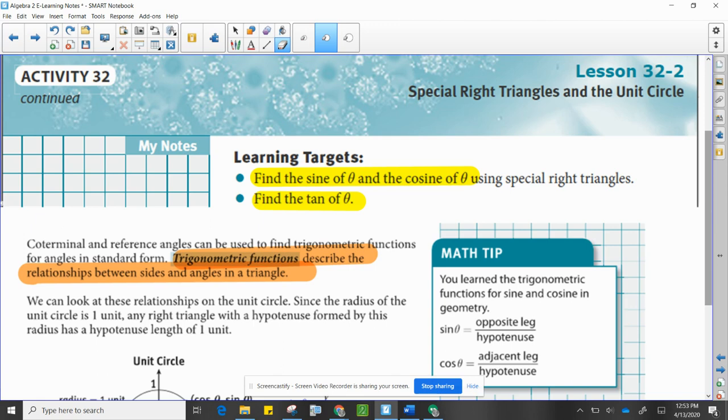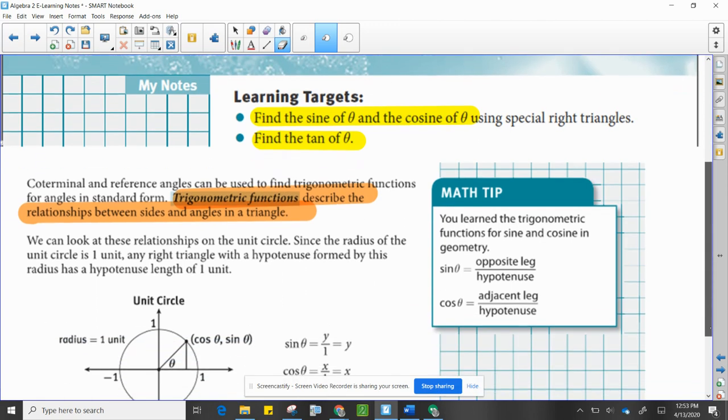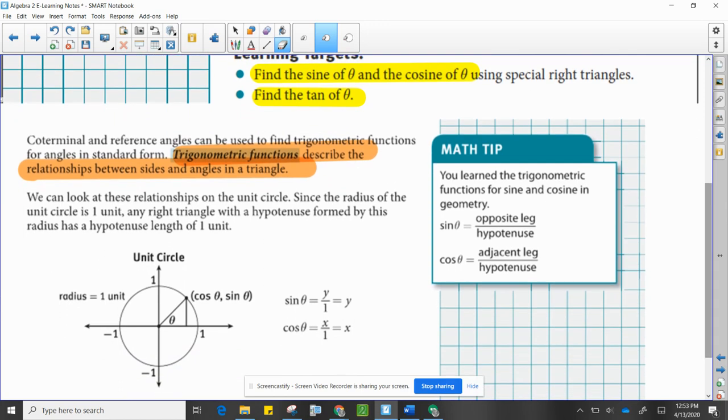The way that we get these values is from using special right triangles, those 30-60-90 and 45-45-90 triangles. Trig functions, sine, cosine, tangent, describe relationships between the sides of a triangle and its angle. Think like SOHCAHTOA. Sine was the opposite over the hypotenuse side. So that's how you're getting these trig functions.